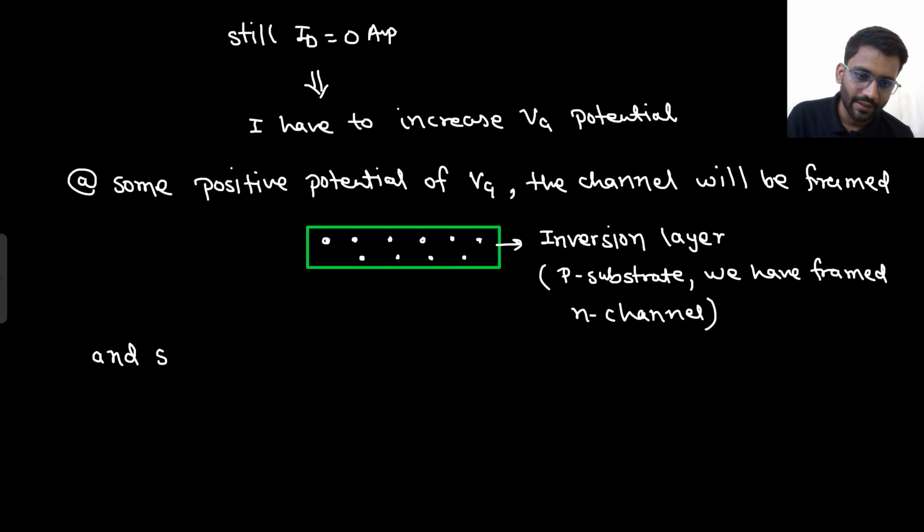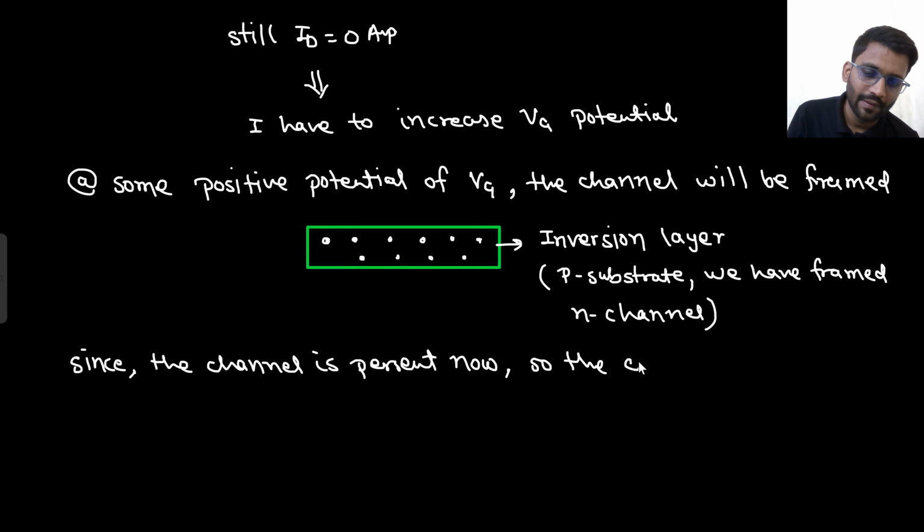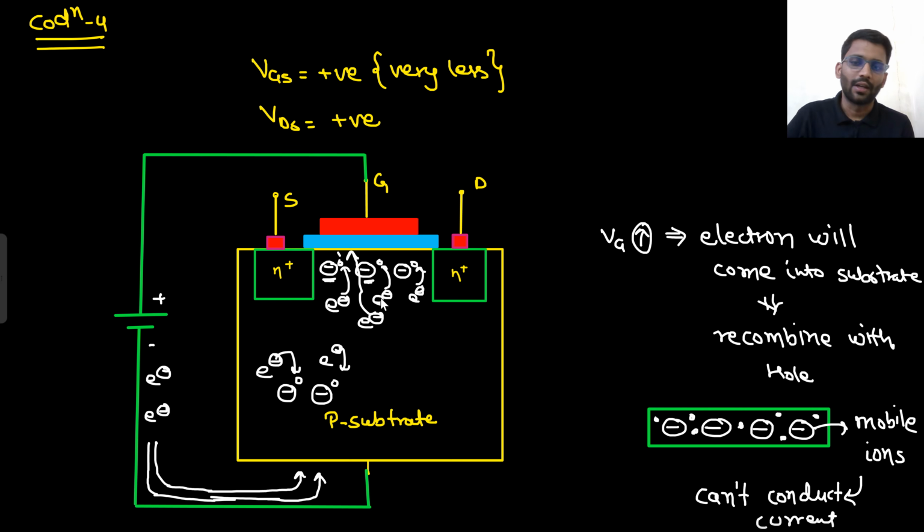And now, since the channel is present, the current ID flows. Now the current ID will be finite. Okay, so how will the current flow?